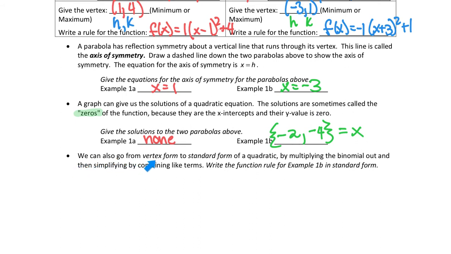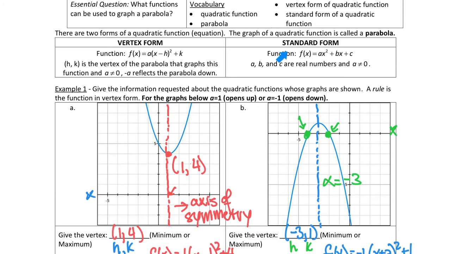Finally, we're being asked to go from vertex form to standard form of a quadratic by multiplying the binomial out and then simplifying by combining like terms. Write the function rule for example 1b in standard form. Let's review what standard form was. At the top of your page, here's standard form. It's this function, this quadratic trinomial. Notice it does not have parentheses like the vertex form does. It's very clean, just written out as a polynomial.